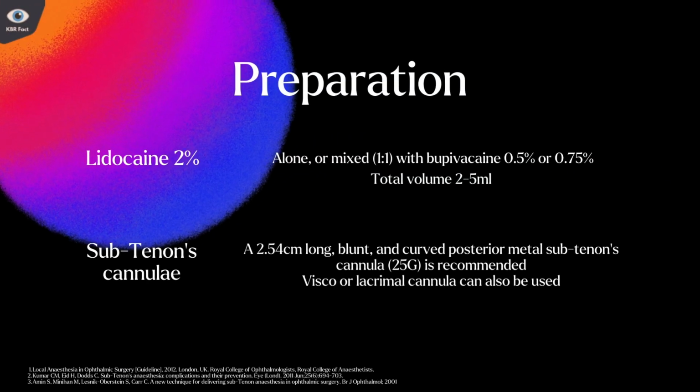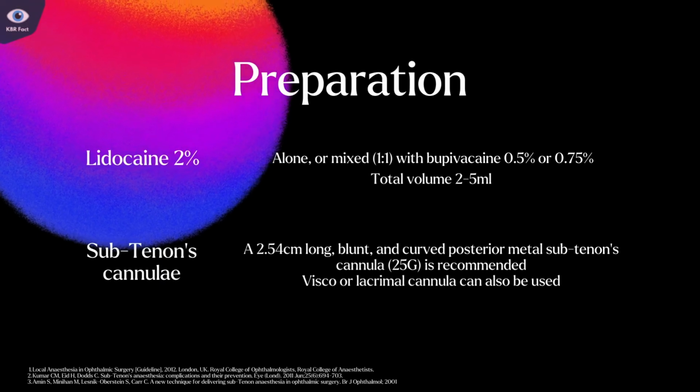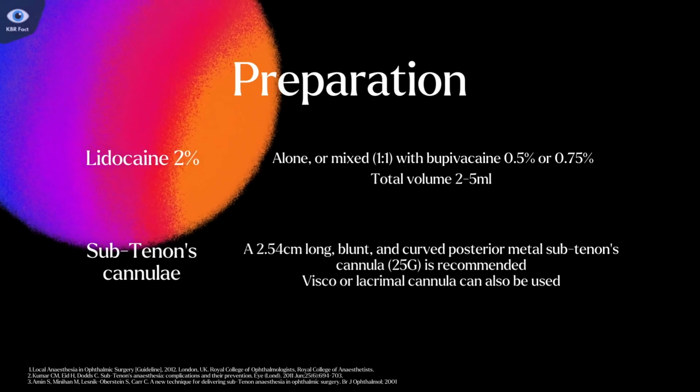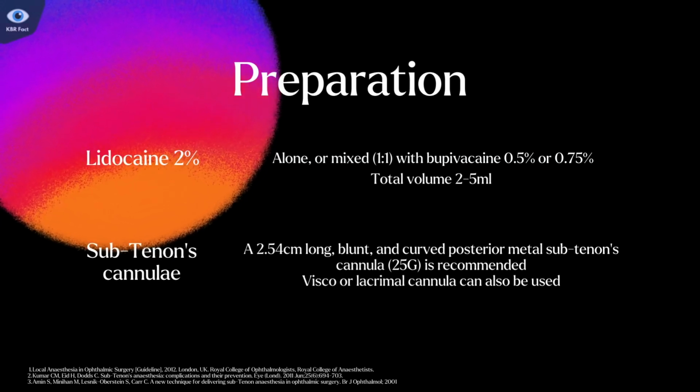Lidocaine alone or mixed with bupivacaine, with a total volume of 2 to 5 ml, can be used as the anesthetic drug. The recommended Sub-Tenon cannula is a 2.54 cm long, blunt, curved posterior metal Sub-Tenon cannula, which is 25G. A Visco or lacrimal cannula can also be used as an alternative.